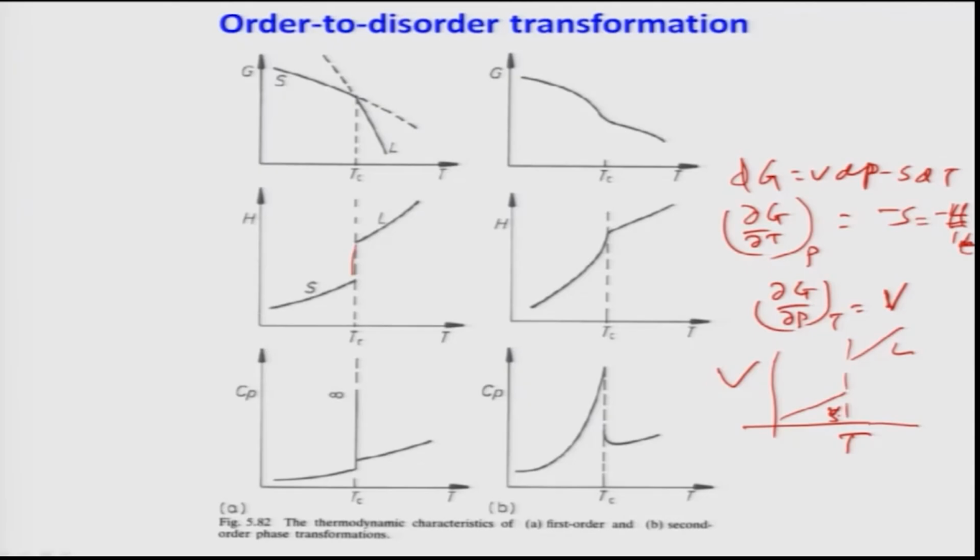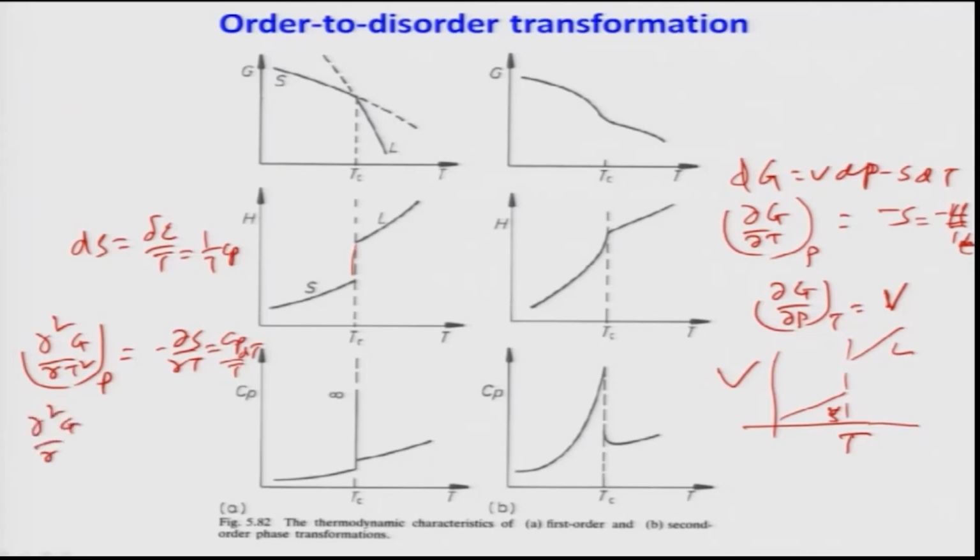In the second order transformations, you have to take a second order derivative. If I take the second order derivative of G at constant pressure, this is nothing but del S by del T, which is nothing but Cp, because del S is basically del Q by T, and then you can write this as 1 by T Cp dT, basically Cp by T dT. So, that means this is Cp actually, it is the most important factor.